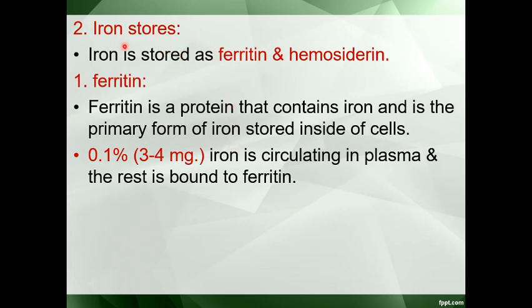Number 2, iron is stored. Obviously, iron stores are ferritin and hemosiderin. Ferritin is a protein. So, transferrin is a protein and ferritin is also a protein. Ferritin is a protein that contains iron and is the primary form of iron stored inside the cell. 0.1%, that is 3 to 4 milligrams of iron, is circulating in plasma and the rest is bound to ferritin. So it is a storehouse.